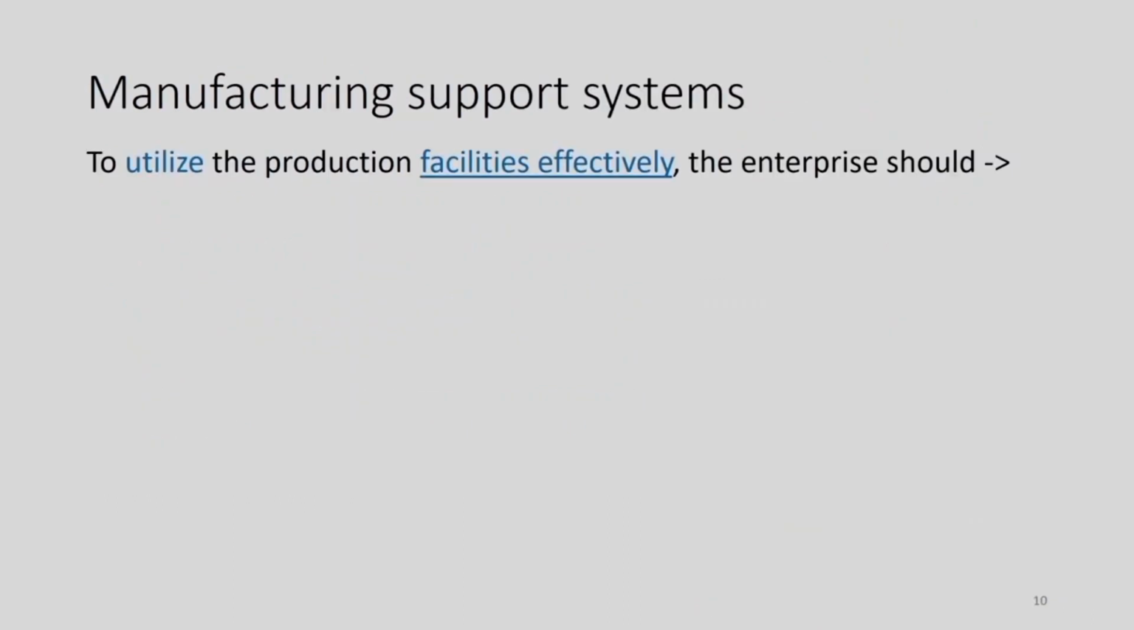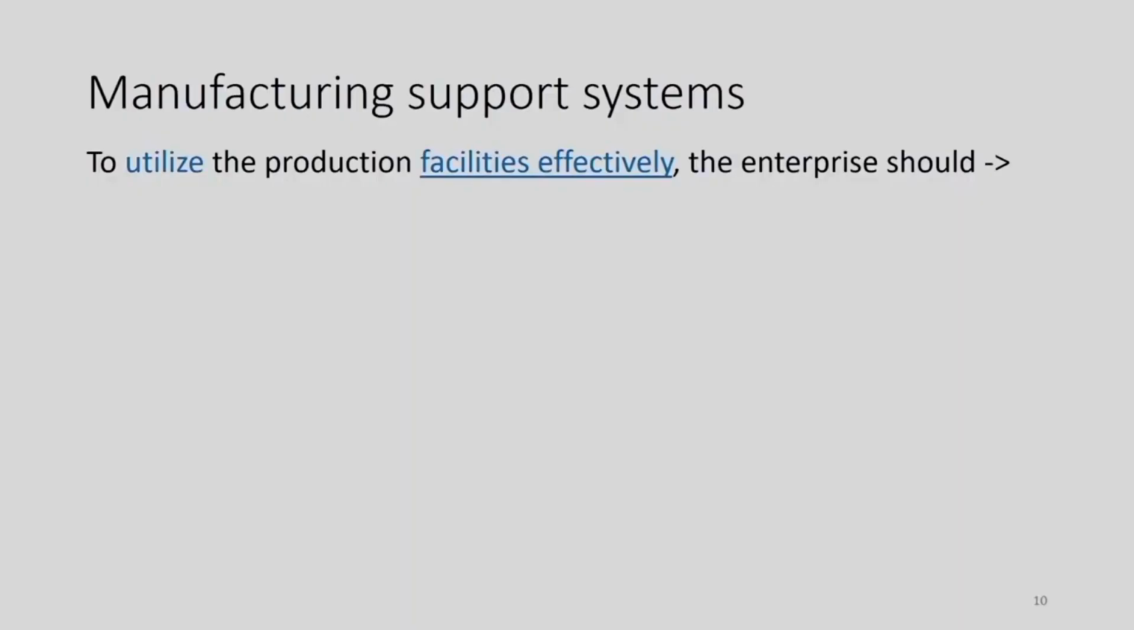Well, till now we have seen the facilities, that is the meaning facilities. The meaning of facility is the various equipments which are needed to carry out the manufacturing operation. Now, in addition to the facilities, we also need manufacturing support systems to carry out the desired manufacturing operations in the factory or in the enterprise.